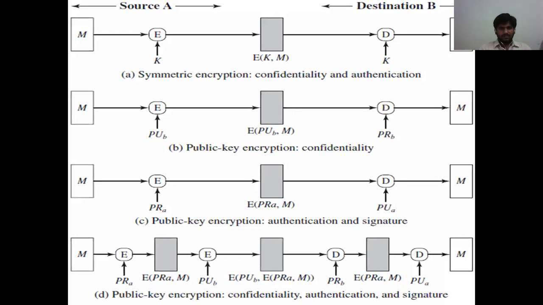The second one is public key encryption for confidentiality. We use the public key of B, and we do the encryption here. Then that public key is sent to the receiver. The receiver does the decryption using some other key. Then another one is public key encryption for authentication and signature also.